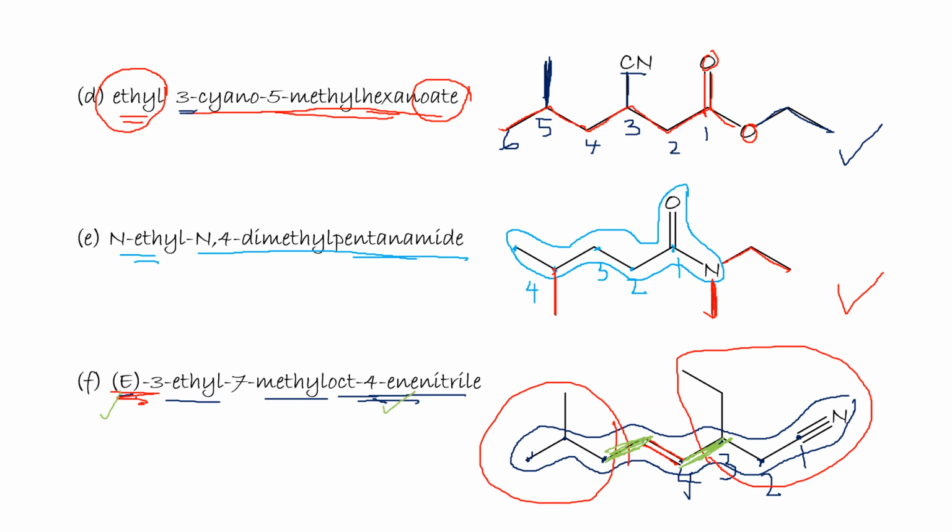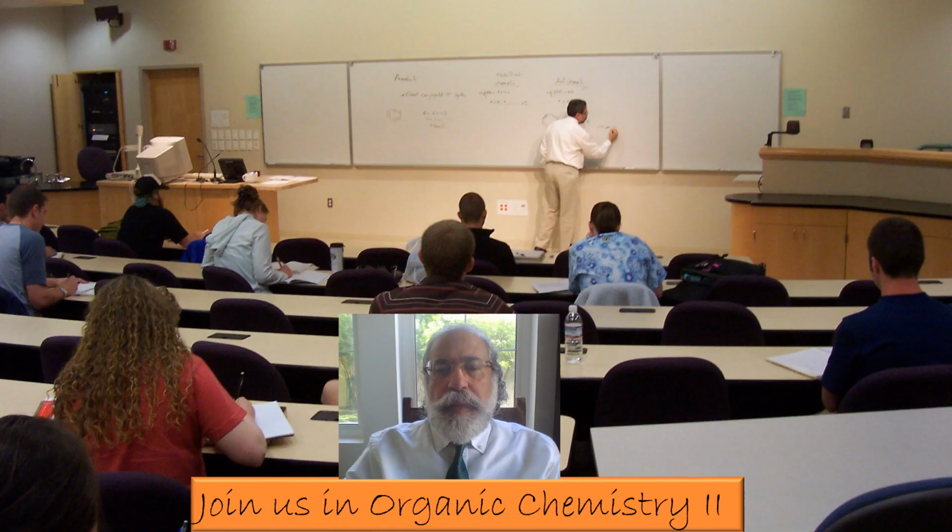We are done with the main. Now 3-ethyl. 1, 2, 3. Ethyl. Okay. And 7-methyl. 3, 4, 5, 6, 7. 7-methyl. So this is the structure. Okay. See you in the next lecture.